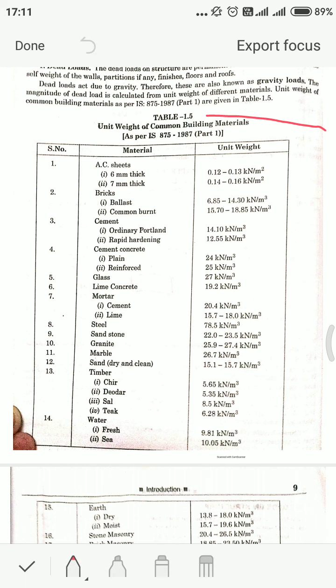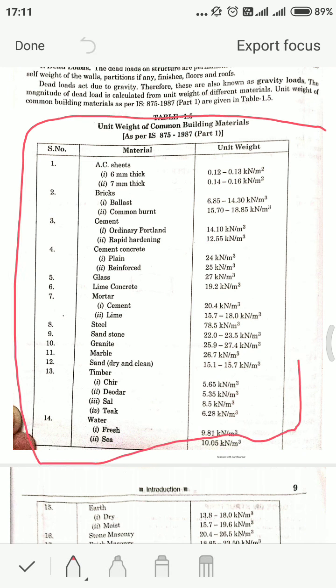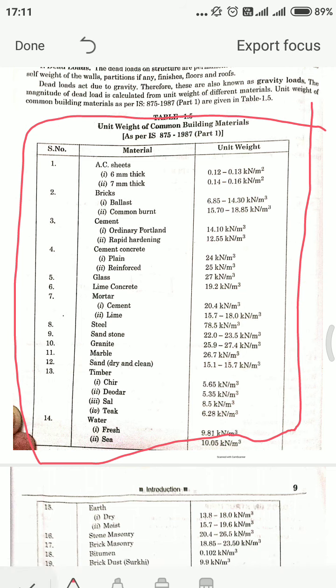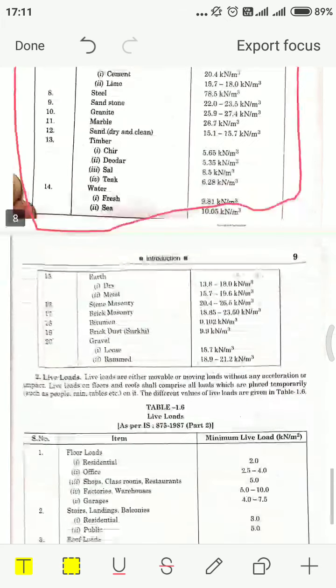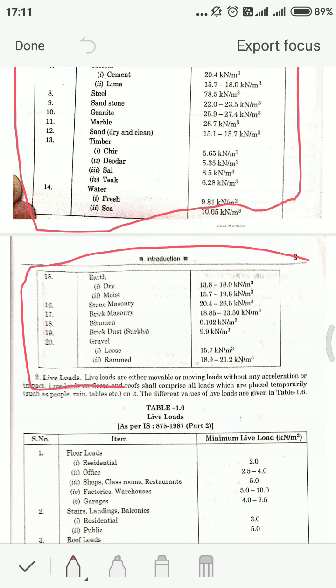Here is the table for the unit weight of the different materials. So we can calculate from these tables what is the dead load, and the combination of the different materials, what is the dead load of the building. And here this table continues.